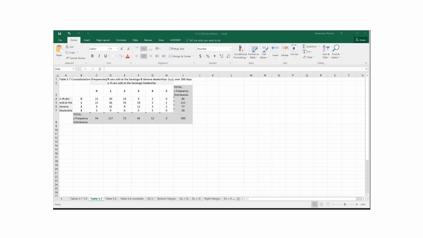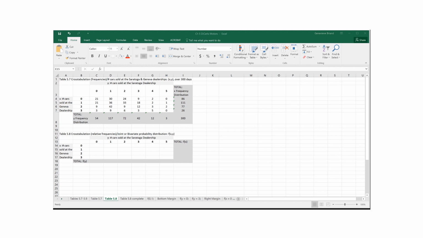So the term we used before was cross tabulation. So this is a cross tabulation of cars sold in the Geneva dealership and cars sold in the Saratoga dealership over the 300 days. From table 5.7, we want to construct table 5.8, the bivariate probability distribution. We called it before in chapter 4 joint probability table. In chapter 2.3 presentation, we called it cross tabulation of relative frequencies.